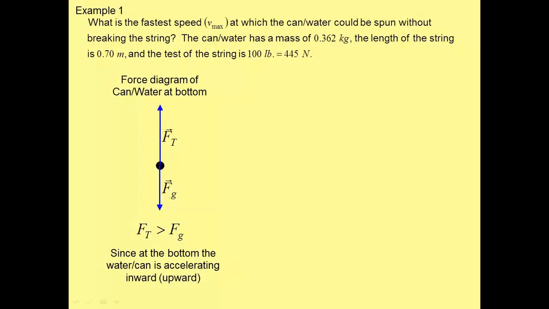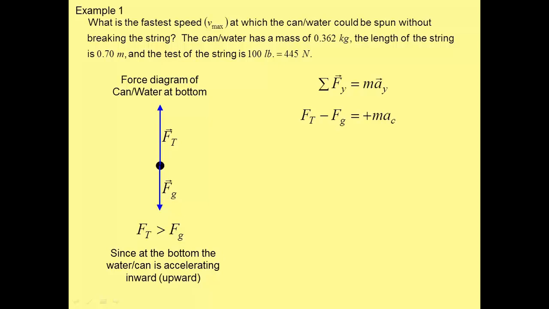Now that we have the force diagram, let's analyze it and try to figure out the fastest speed it can go. First of all, the net vertical force is equal to mass times acceleration. That's Newton's second law. It is accelerating upward. So the net vertical force is the tension minus gravity. Notice I took the arrows off of them because I put in the directions. Tension is up, positive. Gravity is down, negative.